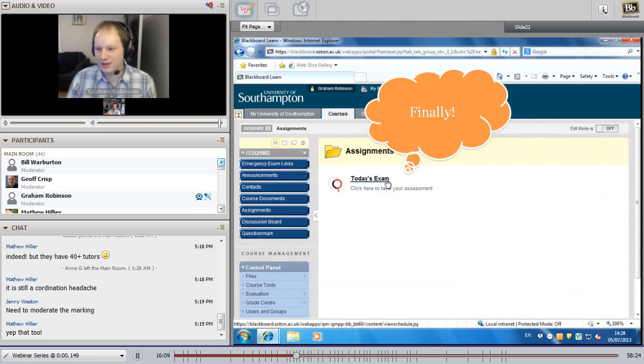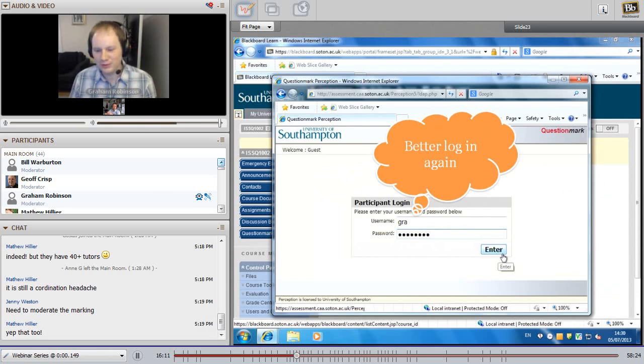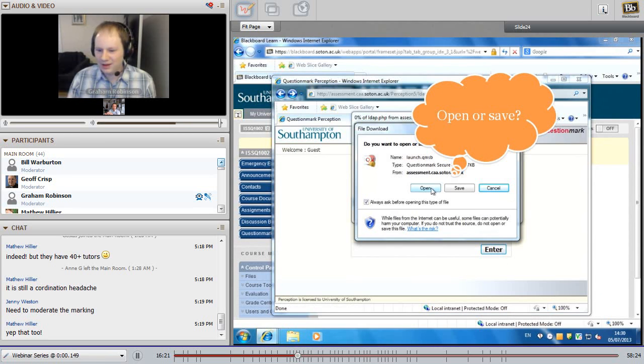We use Perception, and when you click on that link, it asks you to log in again, because Perception is a different system to Blackboard, which is a different system to SUST. And then you get some complicated boxes. These students have probably never used Perception before. Do they know whether they need to open or save the document?